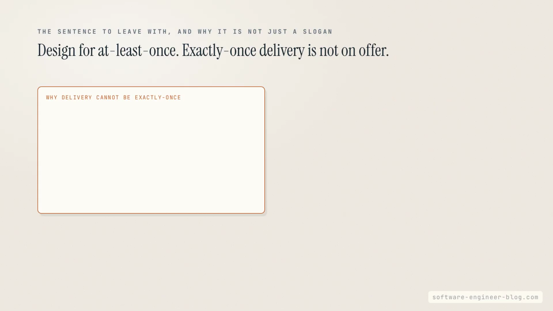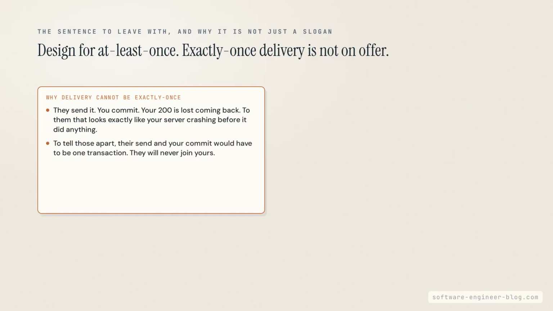They send the event, you commit it. Your 200 is lost on the way back. From where they are standing, that looks exactly like your server crashing before it did anything. The two worlds are identical from outside, so nothing they can build will tell them apart. To fix that, their send and your commit would have to be one single transaction, and they are never going to join a transaction with your database.